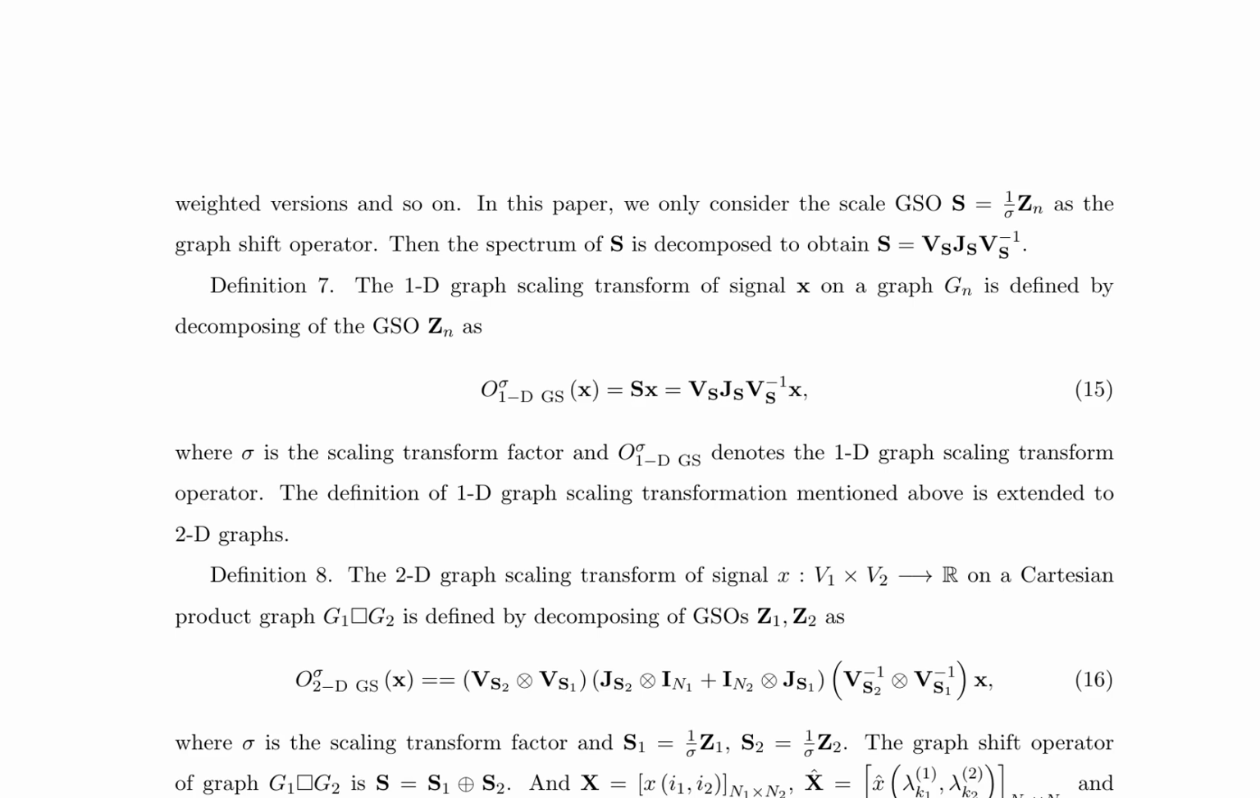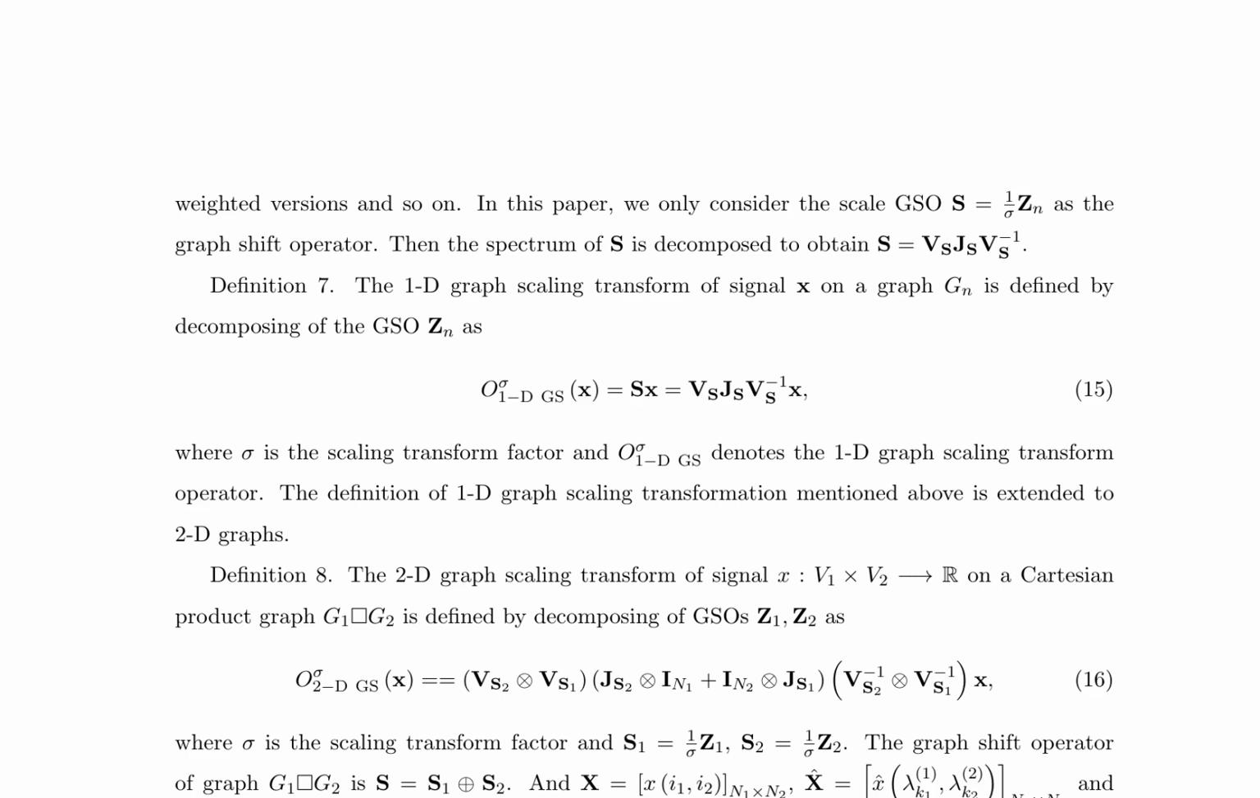A 1D graph scaling transform is a decomposition of the graph shift operator, GSO, into its eigenvectors and eigenvalues. This concept is extended to 2D graphs by utilizing the Cartesian product graph structure. The 2D graph scaling transform is defined by decomposing the GSOs of the constituent graphs and applying them to the signal in a specific order.